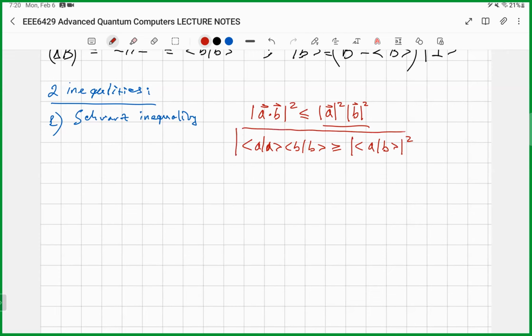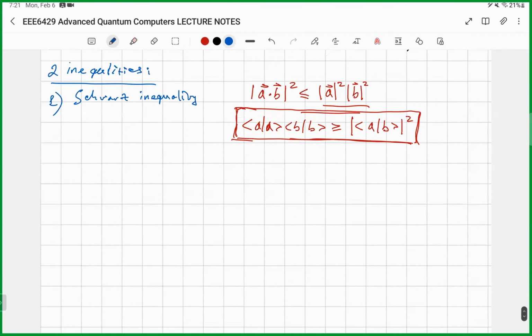Right, so this, in our case, is always true. This is always fair. And the second inequality is even more straightforward. It basically says that the absolute value of any complex number is larger or equal to the imaginary part of this complex number squared.